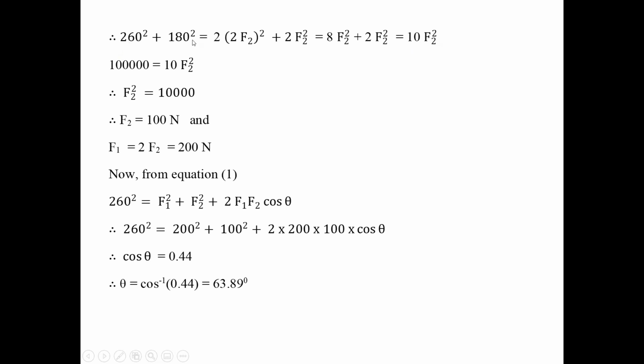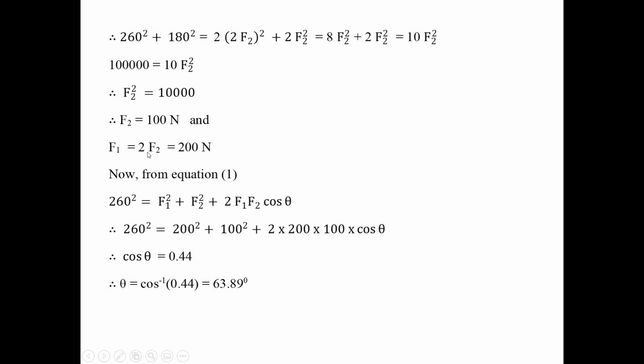This 260 square plus 180 square is equal to 1 lakh. So 1 lakh is equal to 10 into F2 square. So F2 square is equal to 10,000. So the force F2 magnitude is 100 newtons. So in this problem, F2 is 100 newtons.